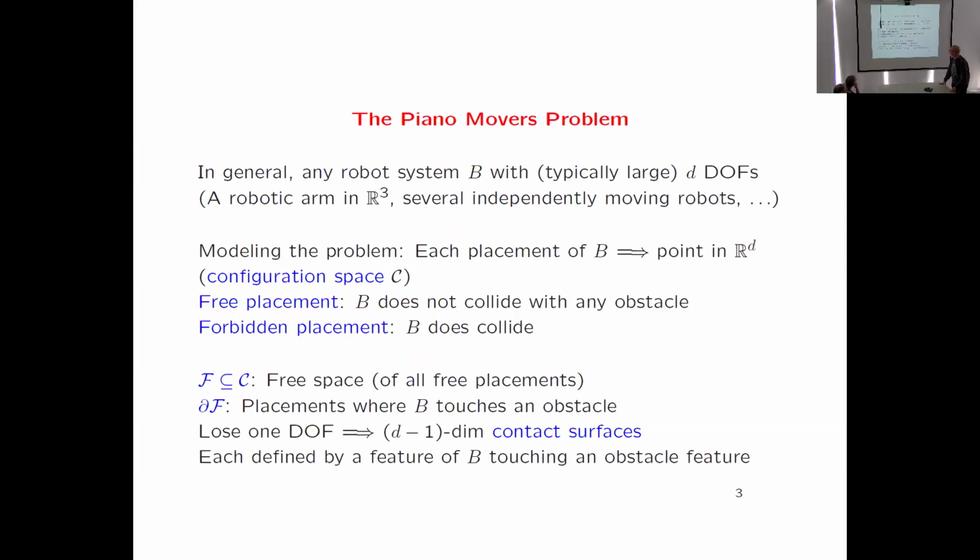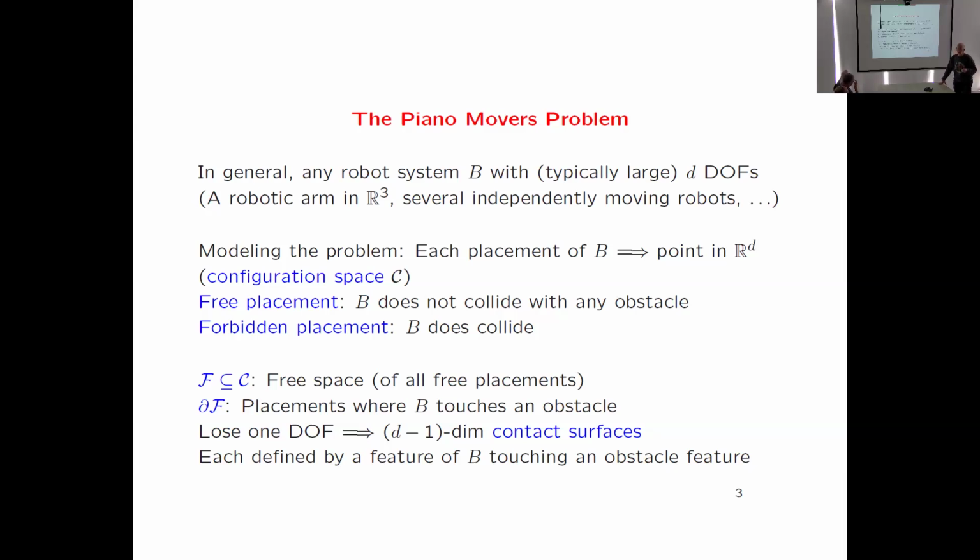Of course, the number of degrees of freedom can be as large as you wish. You can have a swarm of robots moving independently. But anyway, you have some number D of degrees of freedom. And the way to model the problem is to represent each placement of the robot by a point in D-dimensional space, whose coordinates give the parameters that define the placement of the robot. This is called configuration space, which is split into 2 parts: the free part, where the robot does not collide with an obstacle, and the forbidden part where it does. And we are interested in the free space.